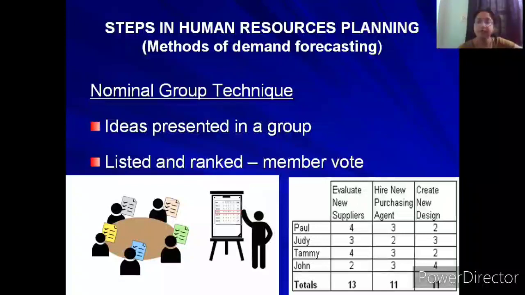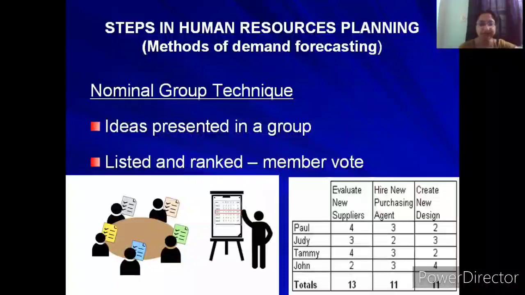The ranks of all the experts are totaled, and a total of ranks of all the experts is arrived at for each of the decisions. That is, evaluate new suppliers gets a total rank of 13. Hire new purchasing agent gets a total rank of 11, and create new design gets a total rank of 11 again. So from this, you can understand which decision will be counted. Evaluate new suppliers is the decision which is accepted by all the experts over here. So this is the way in which, again, demand forecasting can be done.